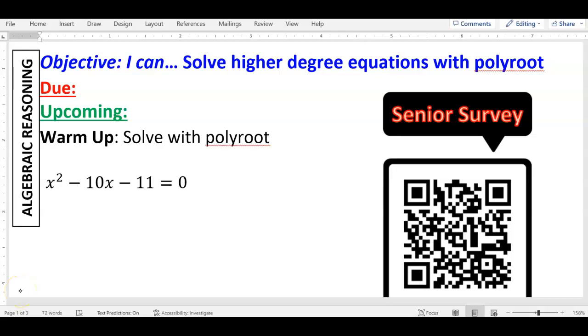We're going to solve using polyroots again, except we're going to solve higher degrees. Okay, so if you remember, like this warm-up, we're able to use polyroots if it's x squared.